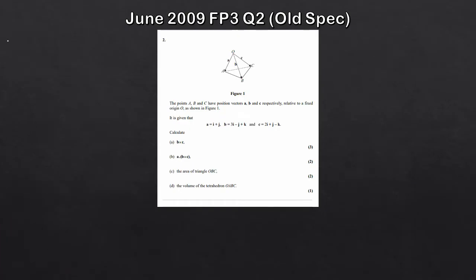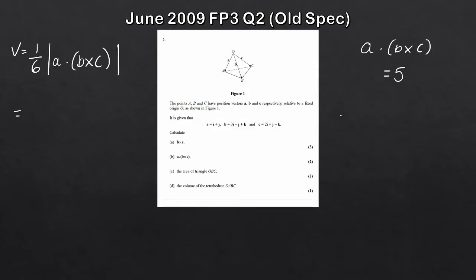The formula, so if I say V, that's going to be equal to 1/6 of the length of A dotted with B cross with C. Okay. Well, when we work this out, if you got it on your previous bit of working, remember this is just 5. So what we've actually got here is 1/6 of the length of 5. So if you were to square it and then take the square root, you just end up with the number again. So this is just 1/6 times 5, which is just simply 5/6. Okay. And that gives us the volume of the tetrahedron OABC.